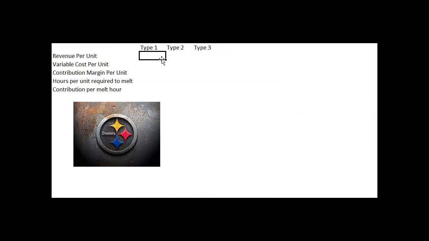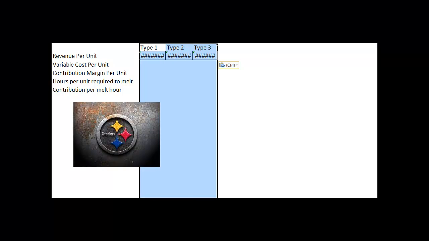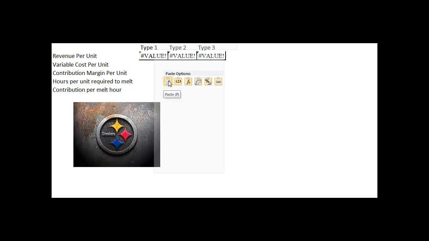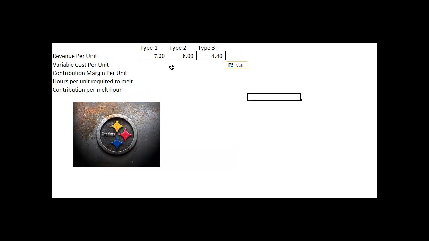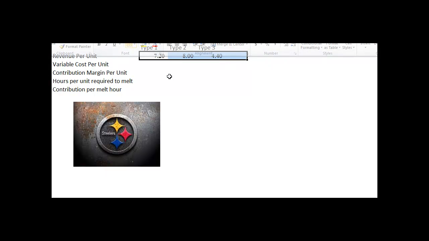So I'm going to bring those over to here. Okay, so there are my revenues for each of the three types, but that's not enough information. Just by looking at this, normal people would say, well, you should run this one because you sell it for more. Well, that's not the case, because each one takes a different amount of time in the furnace.